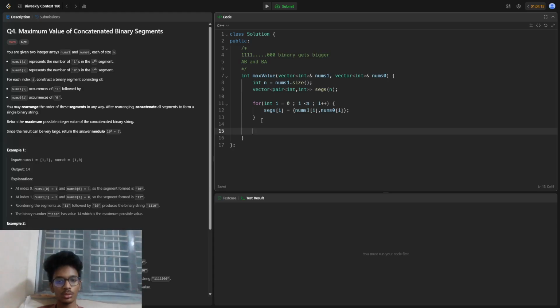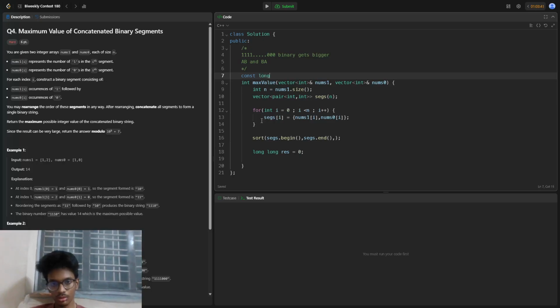Now you are supposed to sort the segments, isn't it? But using some sort of comparator, which we'll write much later. Let's take a long result equal to 0, and let's declare a modulo here: 10 power 9 plus 7.